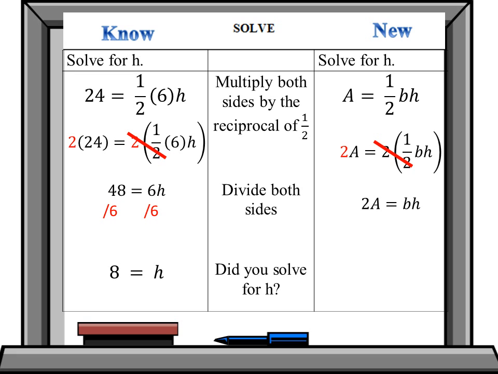b times h, the opposite operation would be to divide, but divide by what? Since I'm asked to solve for h, I'm going to divide by b. So my final equation is h is equal to 2a over b. Let's check to see if this is equivalent.